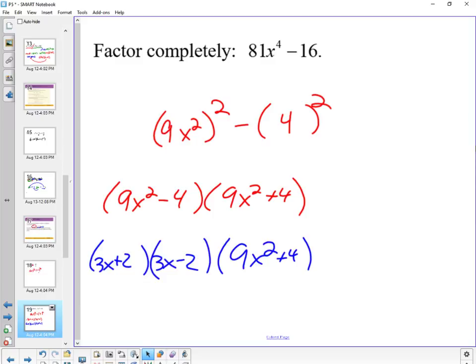Because it's a plus, you can't break it down anymore. Remember, it's the difference of squares. If this is the difference of squares, is this a difference? No. Okay. Any other questions?